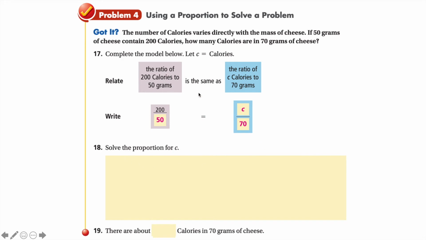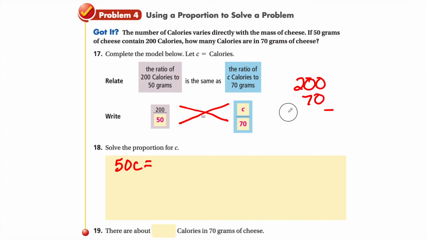So let's solve this proportion. Again, we're going to make sure we cross multiply. So the 50 is going to be multiplied by the C, 50 times C, which is going to have to equal 70 times 200. So 70 times 200, if we were to multiply those out, I can just remember that we have 3 different zeros, and then we have 7 times 2, which is 14. So it's going to be 14,000. So we'll get 50C is going to equal 14,000.